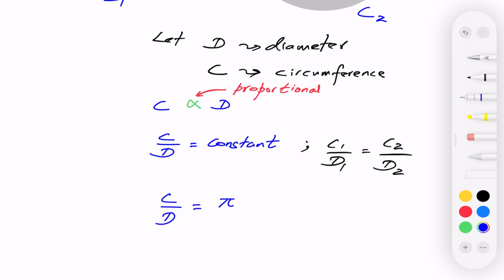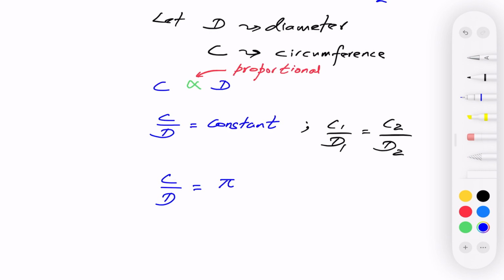Now this pi is approximately 3.14. Or if you would like to have a ratio, it's approximately 22 over 7. But it is not a conclusive answer. All right, that's a separate discussion.